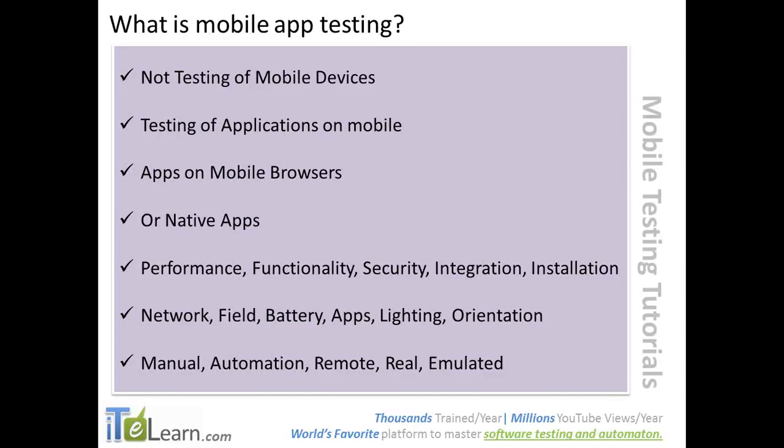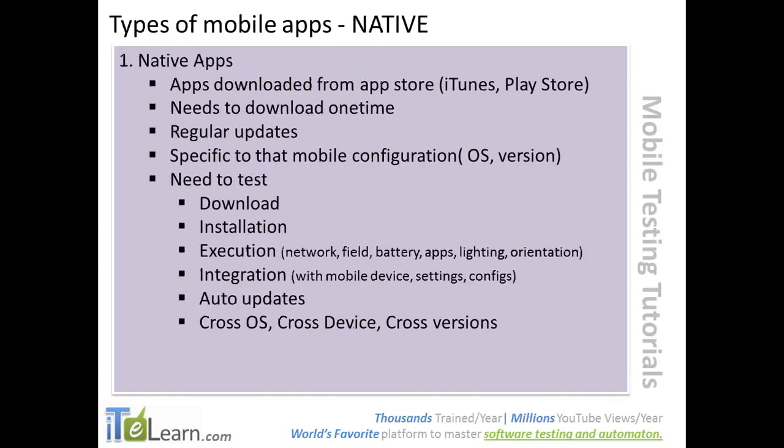All right. So we will still look into how we can do manual testing, and a little bit of automation testing. How can we test mobile devices using remote devices which are not physically in front of you, or real devices which you're actually holding in your hand, or devices which are emulated or simulations that you're actually looking at from your PC. Okay, so now let's look at the two most prominent types of mobile applications.